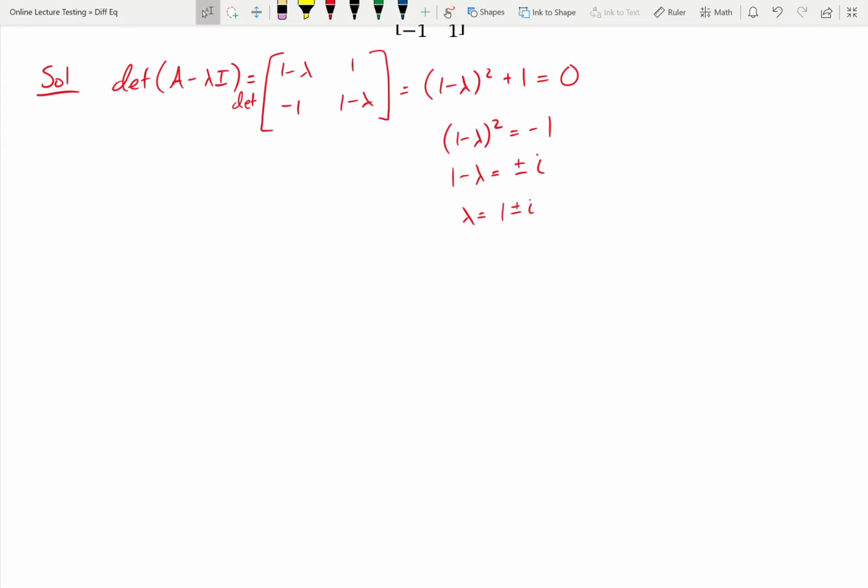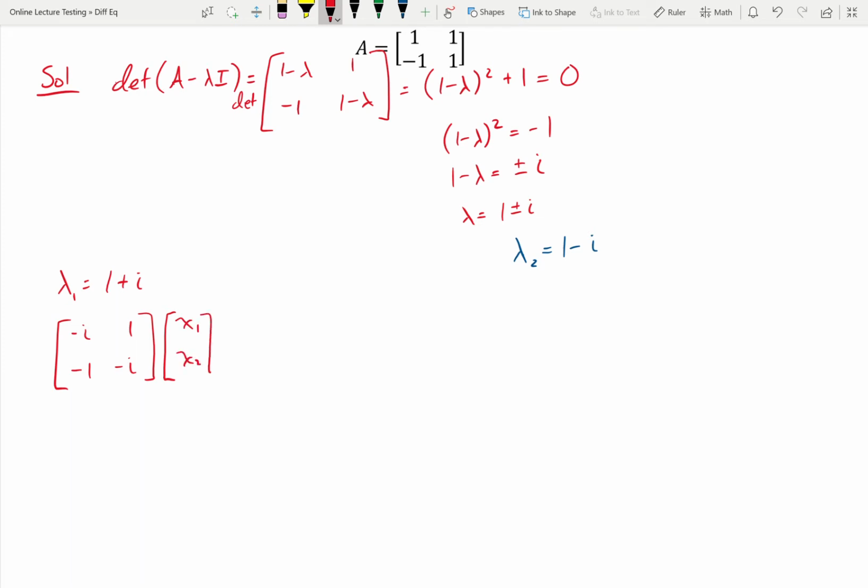Let's look at lambda 1, which is equal to 1 plus i, and we'll say lambda 2, I'm going to do that in blue to make a color difference. So lambda 2 is equal to 1 minus i. For the red one, if we plug in 1 plus i for lambda, we get the following matrix of negative i, 1, negative 1, negative i, and we multiply that by our vector x1, x2. And this is equal to 0, 0.